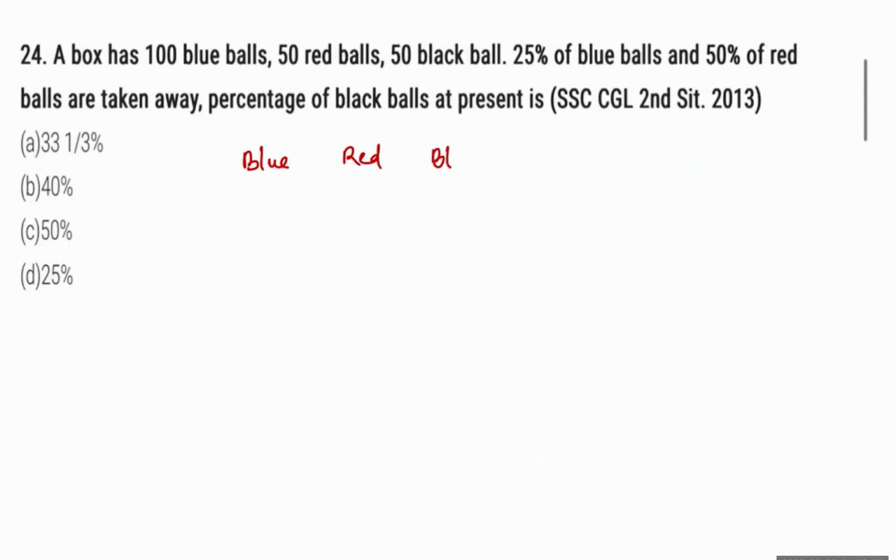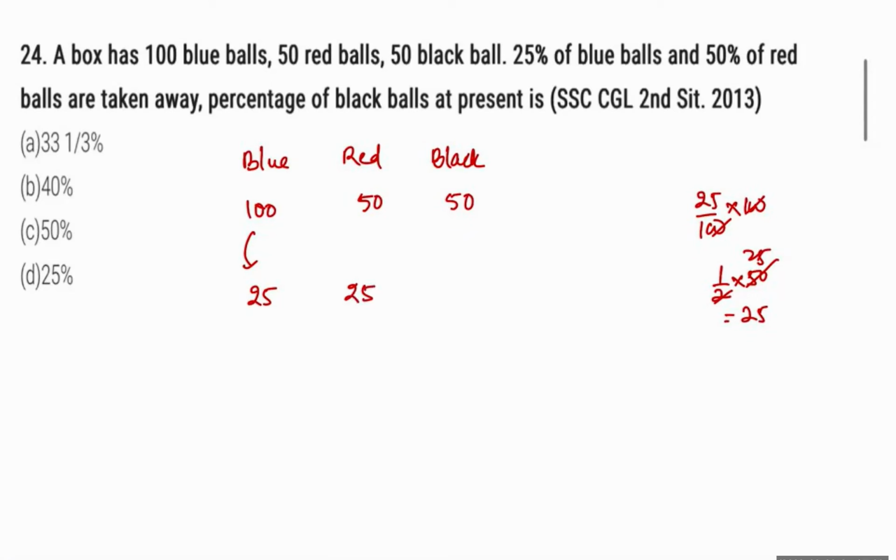Black is that amount. Blue is that amount, 100. Red is that amount, 50. Black is that amount, 50. 25% of blue is 25. And 50% of red: 1/2 of 50 is 25. So here 25 and 50% of red are taken away.